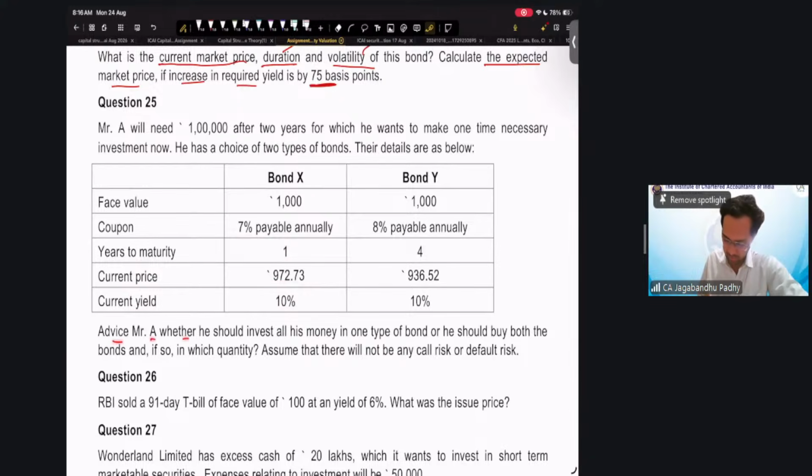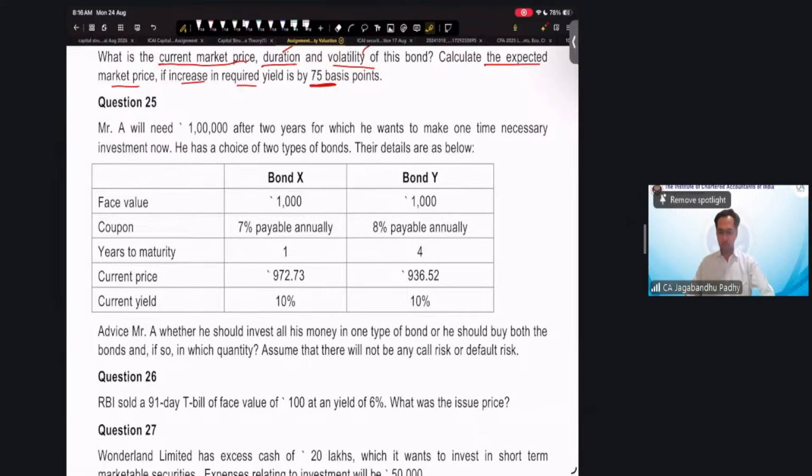We need to advise Mr. A whether he should invest all his money in one type of bond or buy both bonds, and if so, in what quantity. Assume that there is no call risk or default risk. Call risk, basically, means the bond is not going to redeem before the due date, and also the bond is not going to default. Now, the first step is to calculate the modified duration for both these bonds.